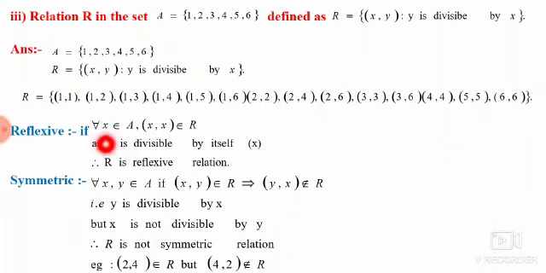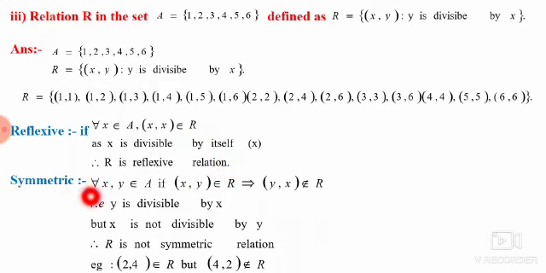To check the reflexivity, we have to select for all x belongs to A. For all the members 1 to 6 of the set A, there must be an ordered pair like (1,1), (2,2), (3,3), (4,4), (5,5), (6,6), which is there in this relation. Therefore, this R is a reflexive relation. For all x belongs to A, (x,x) also belongs to R. That is, x divides or x is divisible by itself. That is, the second element is divisible by the first element. That's why this relation is a reflexive relation.